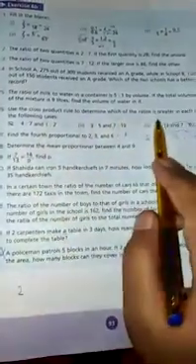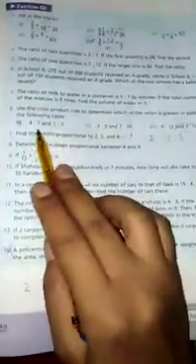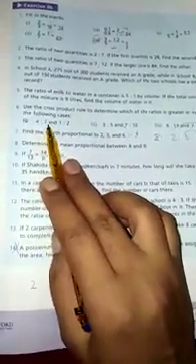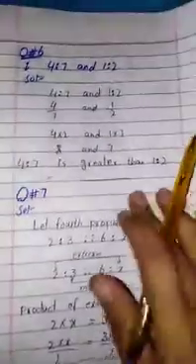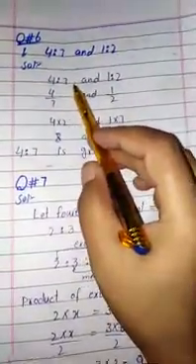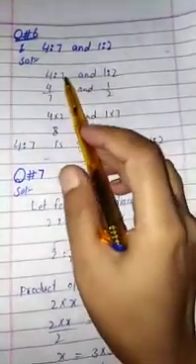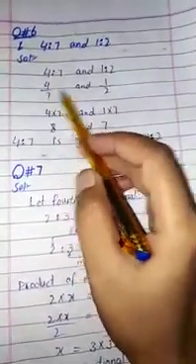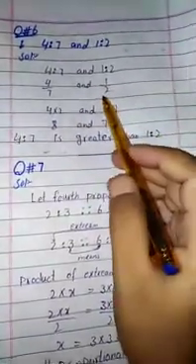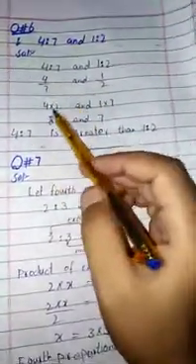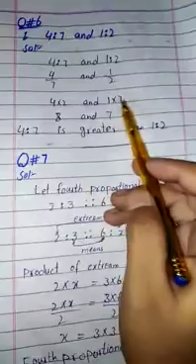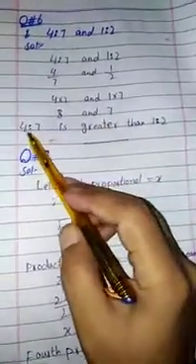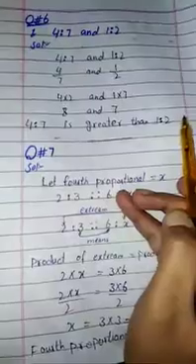Our next question is, use the cross product rule to determine which of the ratios is greater in each of the following cases. Our first question is 4:7 and 1:2. Now we are solving the question. 4:7 and 1:2. Now we write in fraction form 4 over 7 and 1 over 2. Now by using the cross product rule we write 4 multiplied by 2 and 1 multiplied by 7. 4 2s are 8 and 1 7 is 7. So 4:7 is greater than 1:2.